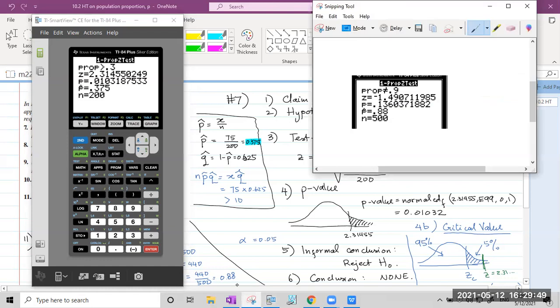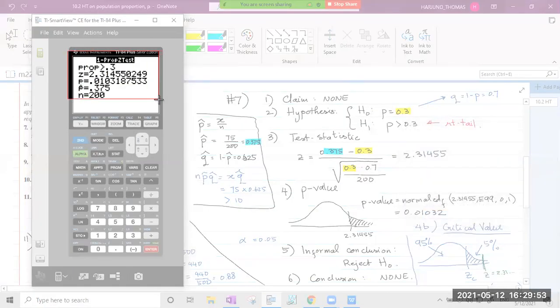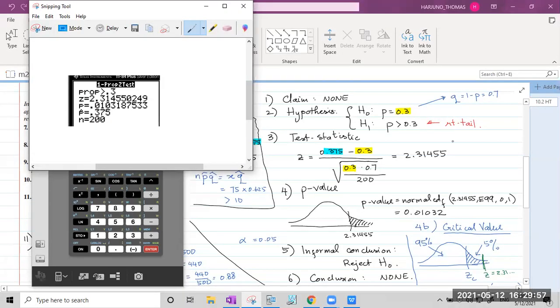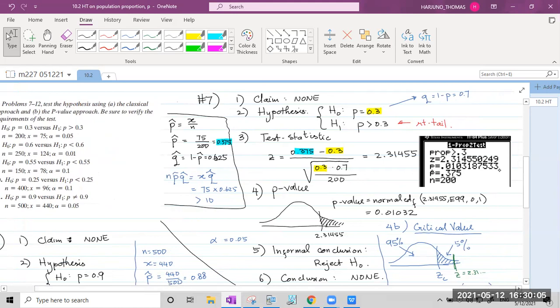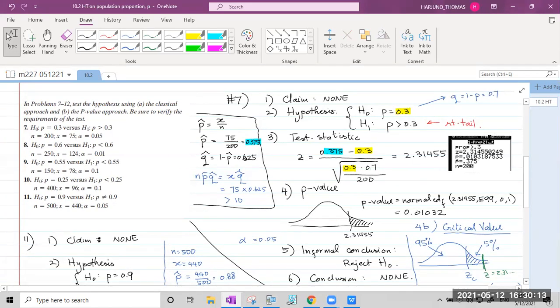That's what we get. Let me screenshot that and put it here. I think I need to make the size very small. So you see the z-score we have here, 2.31455, and then our p-value is 0.013 something. That's our p-value. Now this one is p-hat. That's our p-hat. That's how we check that.